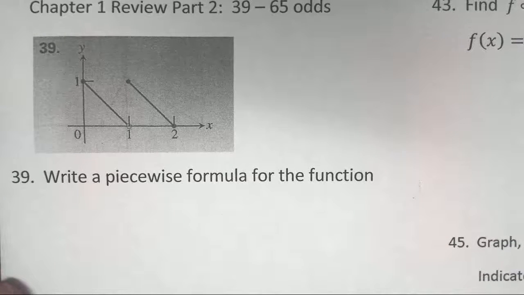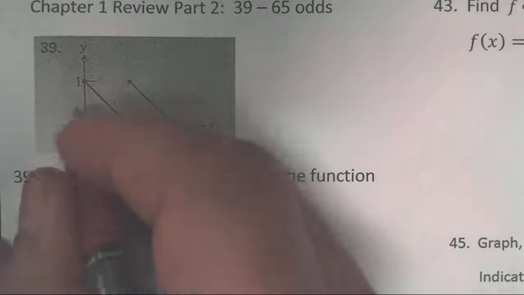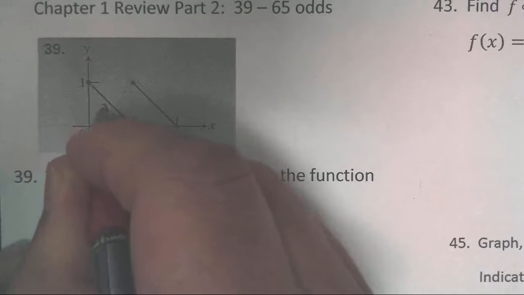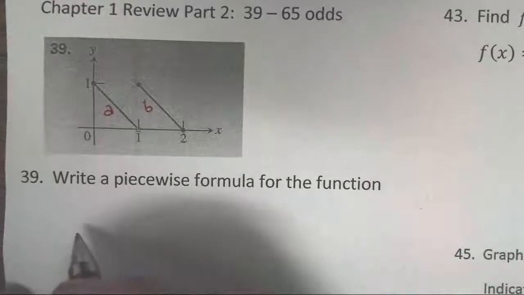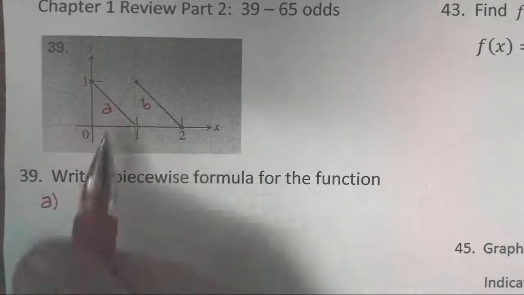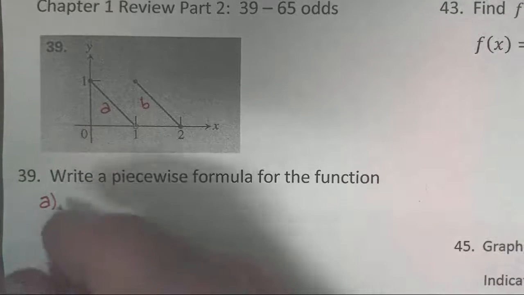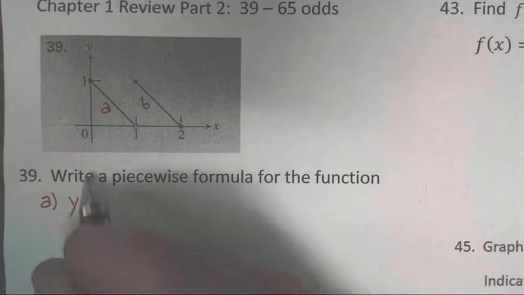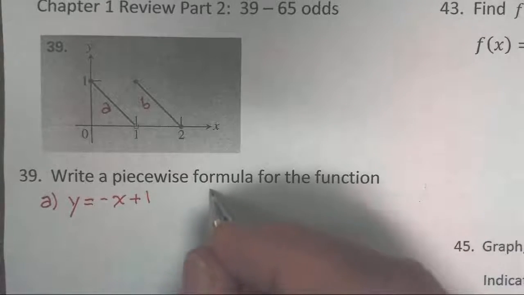We're supposed to write a piecewise formula for the function, which means I want to write it in multiple parts. And I think it's pretty clear I want to talk about this portion, this line segment. I'm going to call it A for right now, and this segment B. And if I just want to talk about A, pretty clear what's going on here. A is a line with slope down 1 over 1 that passes through y-intercept 1. So A, if I was just writing A, could be y, or f of x, equals slope of -1 times x plus 1.